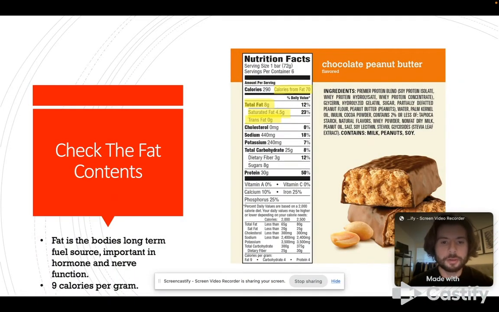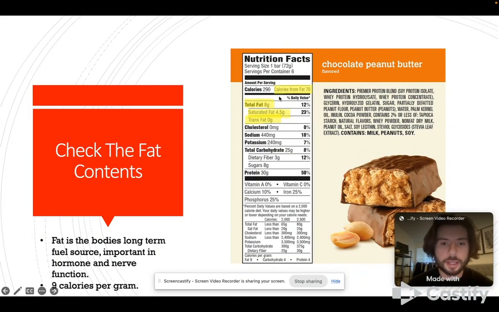And you might be thinking, okay, cool. What's so great about 8 grams of fat? I thought fat was bad. So fat is actually essential. Your body cannot survive without any fat. Fat fuels the body for long term. It is important for hormone and nerve function as well.